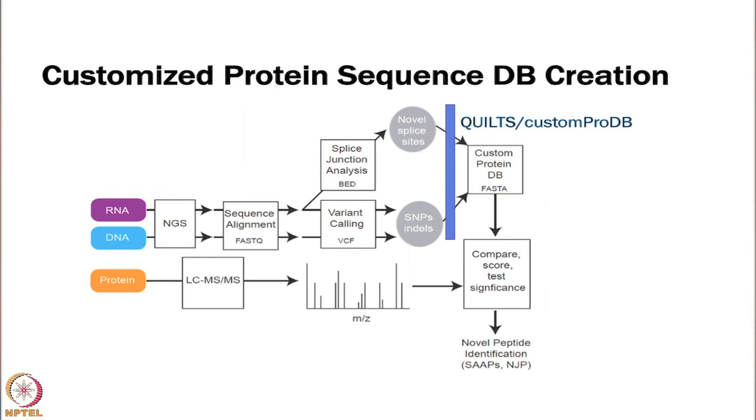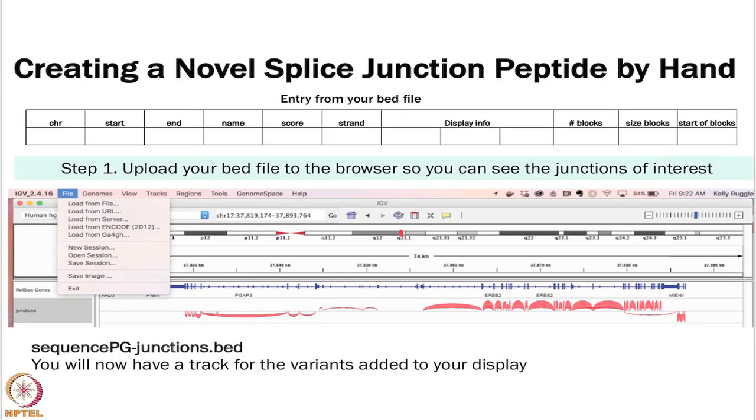Okay, so again, you can put your bed file into these tools and just create your database using them, but we're gonna do one by hand. So you upload your bed file the same way you would upload your VCF file. So you load here, and I made you a very small bed file, but if you have the full bed file, you'll have things that look like this. You'll have like every single junction that connects all sorts of different exons.